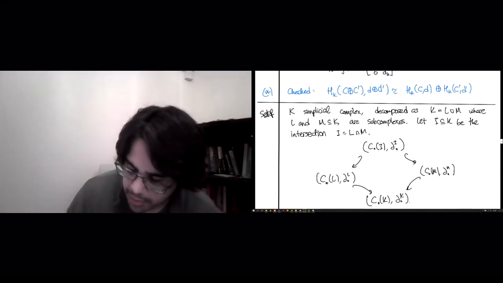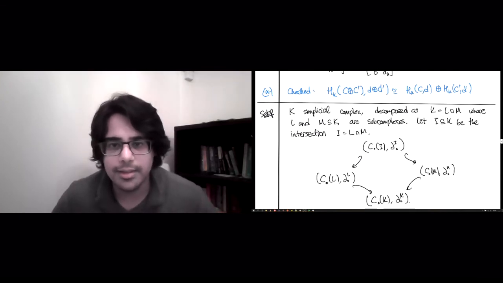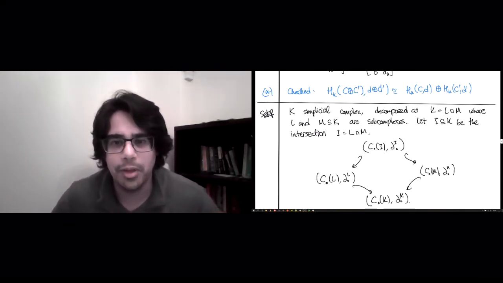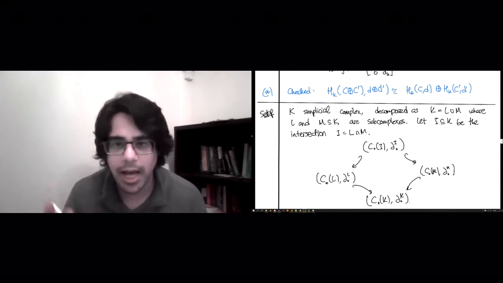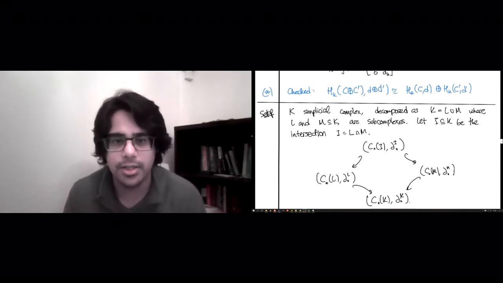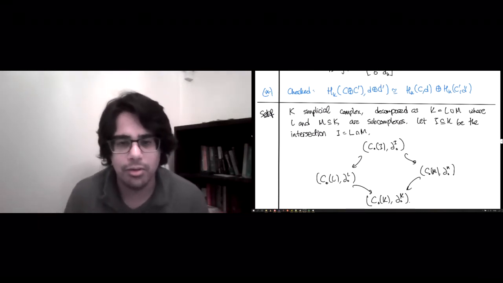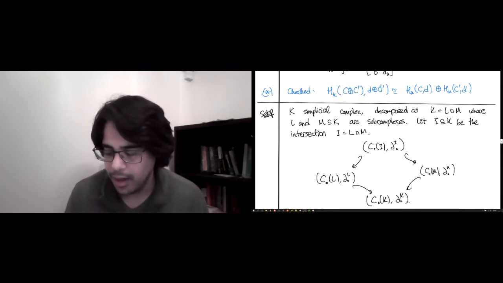And because everything here is inclusion, this is a commuting diamond of chain complexes and chain maps. Any path from the I chain complex to the K chain complex just includes the I chains into the K chains. It doesn't matter whether you factor through L or M. The end result is going to be the same.